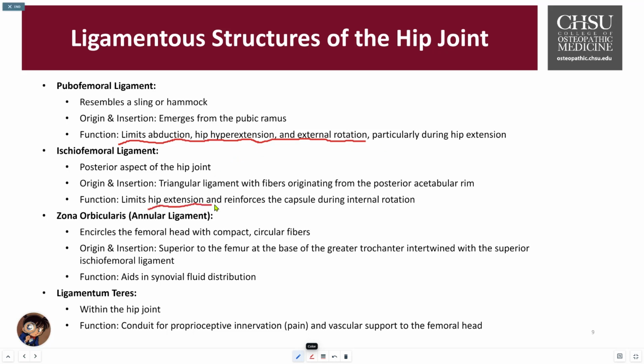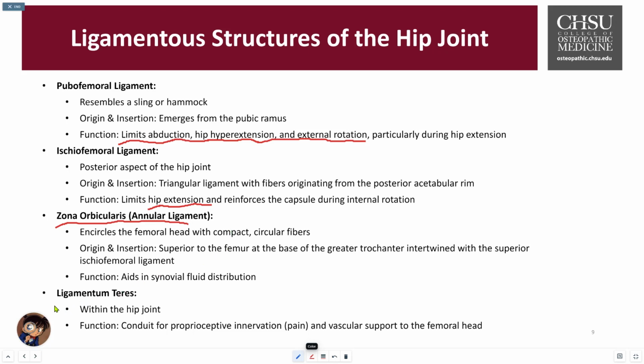And then we also have the annular ligament, also known as the zona orbicularis. This one encircles the femoral head in compact circular fibers. It's also intertwined into the ischiofemoral ligament. The function here is that it distributes the synovial fluid in the joint capsule. This is helpful for lubricating the joint. It plays a role in stability as well as helping keep it intact.